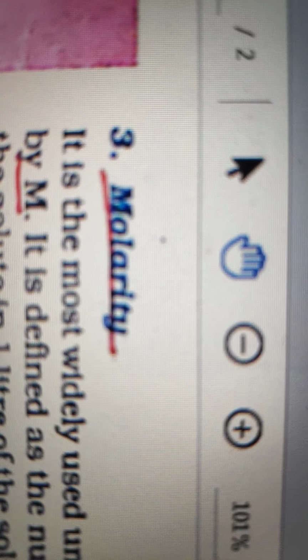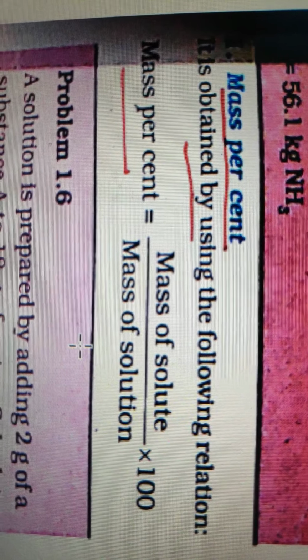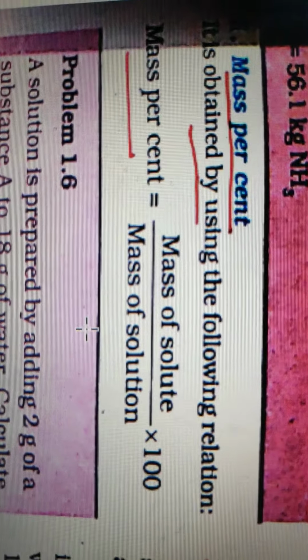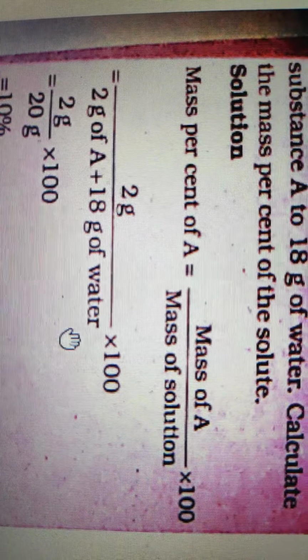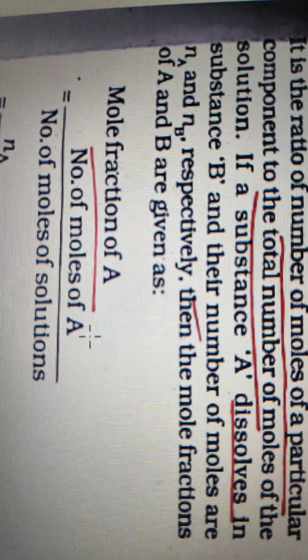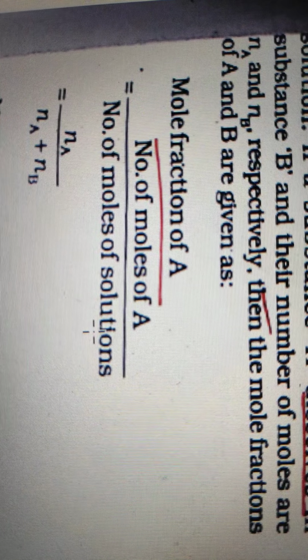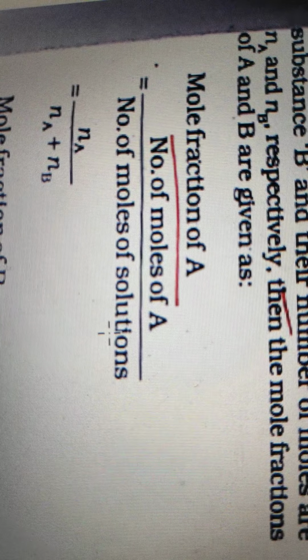After now 3-4 days, again we will learn the last topics of first chapter, molarity and molality. So before that, I explain you about the mass percent and mole fraction. Mass percent is equal to mass of solute upon total mass of solution multiplied by 100. And what was the mole fraction? Mole fraction is defined as the number of moles of a particular component to the total number of moles in a solution.